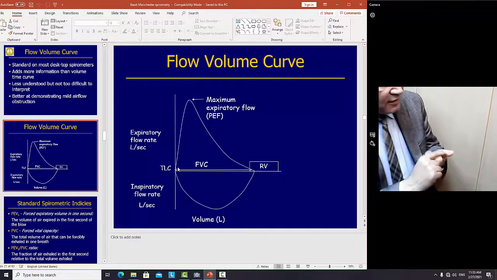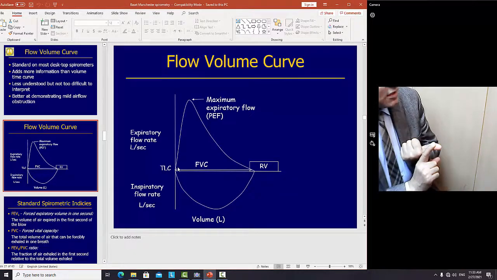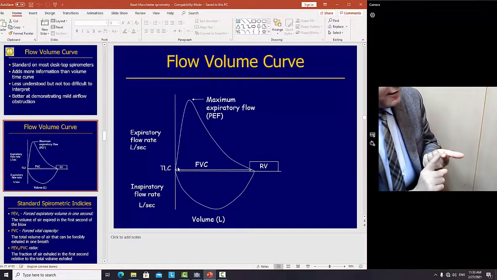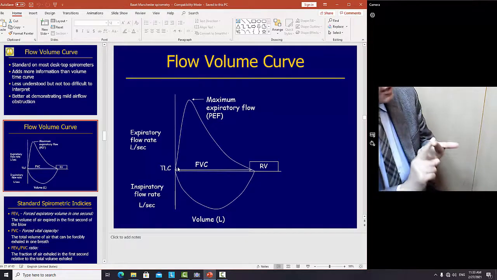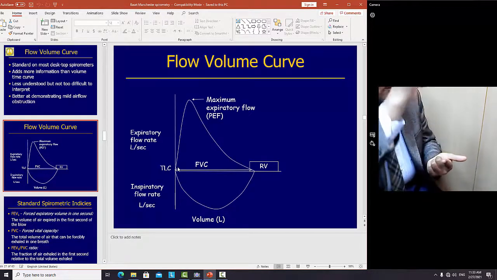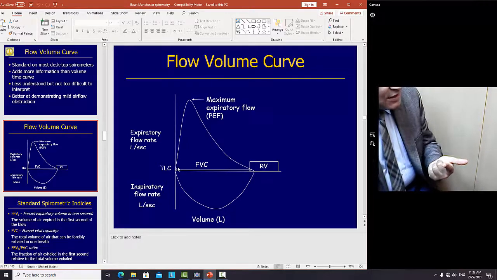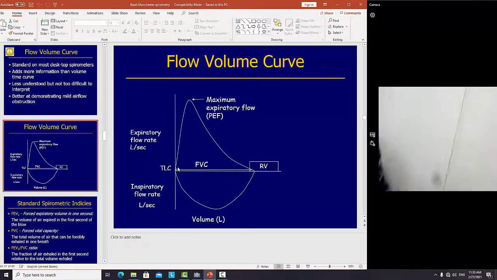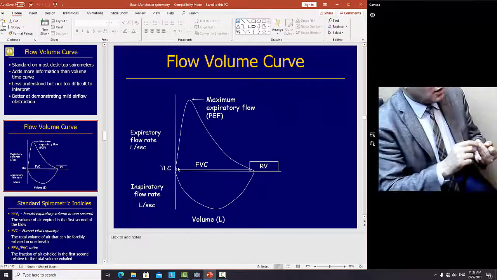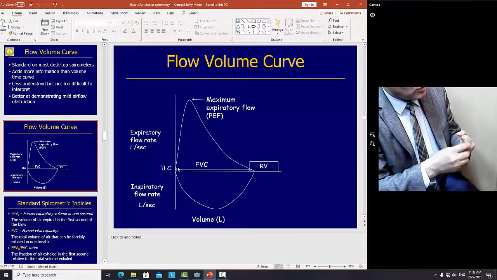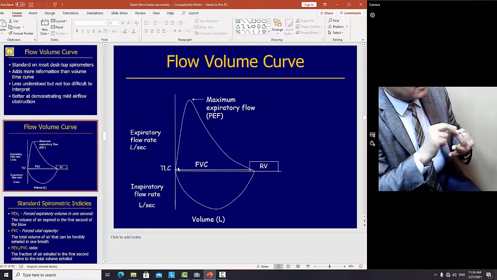When I add tidal volume to inspiratory reserve volume, it is the inspiratory capacity. When I add tidal volume to expiratory reserve volume, it is the expiratory capacity. The volume of air moved in and out of the lung, from total lung capacity to residual volume, is named what? Slow vital capacity. It is tidal volume plus the two reserves, inspiratory reserve and expiratory reserve.